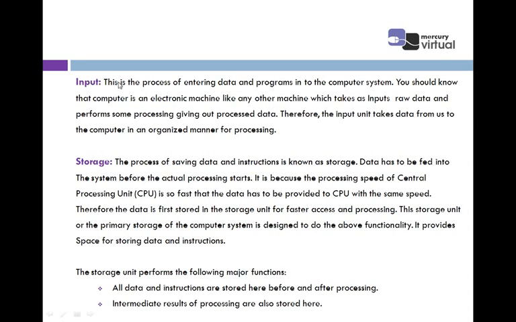First of all, input. This is the process of entering data and programs into the computer system. Means how we can enter the data or program into the computer, that is done by the input. You should know that a computer is an electronic device like any other machine which takes raw data as input and performs some processing, that is done by the CPU as I told you. Then giving out the processed data, that is done by the output device.